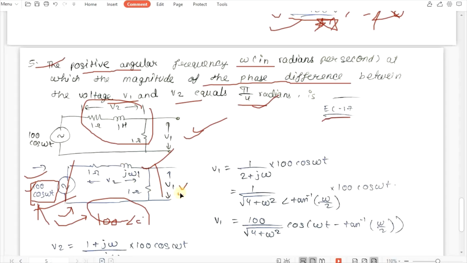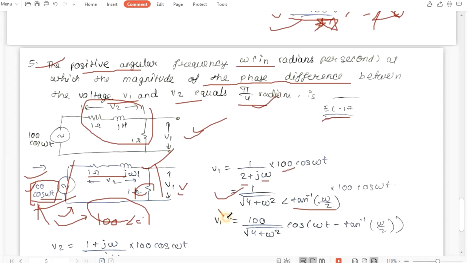So for V1 we will use the voltage divider rule. Our V1 will be 1 upon 1 plus j omega plus 1, basically this resistance upon this resistance plus this. So you will have 1 upon 2 plus j omega into your input, this is your input, 100 cos omega t. Now if we simplify this, if we take magnitude and angle of this, it will be 1 upon under root of real part square, it will be 4, plus imaginary part square, it will be omega square, angle of tan inverse of omega by 2. As you can see, imaginary is this, real is this, so angle will be tan inverse of omega by 2.